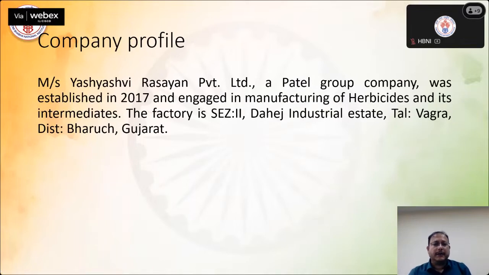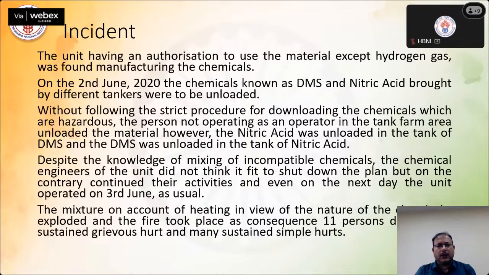Company profile: it basically manufactures herbicides and intermediates. The factory is in Special Economic Zone 2, the head industrial area, Bharuch, Gujarat. So you can easily say herbicides, obviously of the organophosphate category. It is already hazardous, but under safe conditions, it is not going to create big problems in any zones. What was the incident?